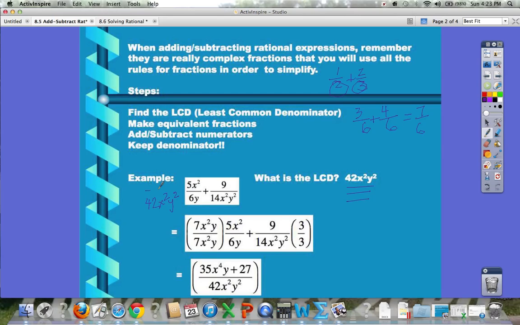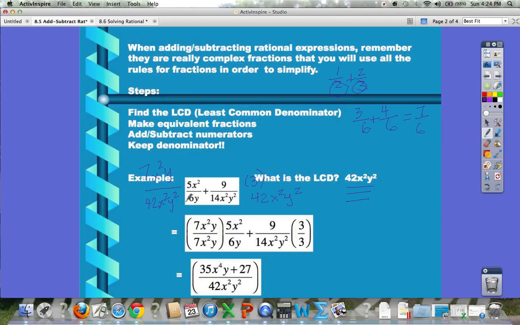Then you look and say, okay, what do I need to do to 6y to make it into 42x squared y squared? Well, I need to multiply by 7, and I need another y, and I need x squared. That's what I'm going to have to multiply to the 5x squared in order to get the common denominator. Over here, what do I need to do to make 14x squared y squared into 42x squared y squared? Well, I have all my variables. That's not the problem, but I do need to multiply the top by 3.